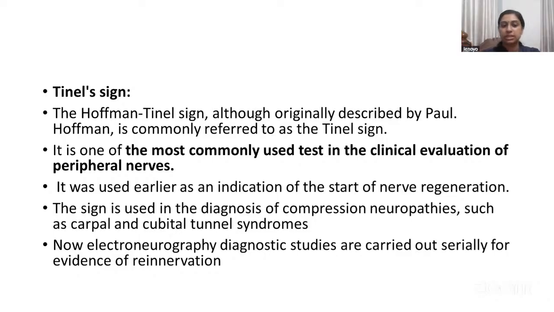Earlier we used it as an indication of the start of nerve regeneration. It is used for the diagnosis of compression neuropathy such as carpal and cubital tunnel syndromes. Now it is replaced by electroneurographic diagnostic studies, which are serially carried out for the evidence of reinnervation. So this test is not used nowadays; now we are using electroneurographic diagnostic studies.